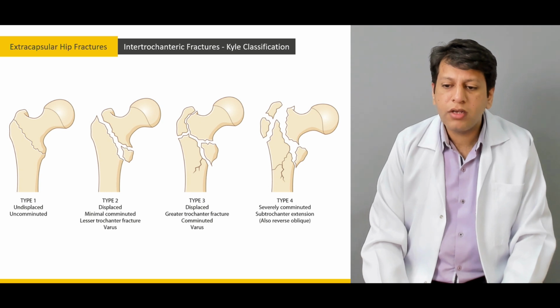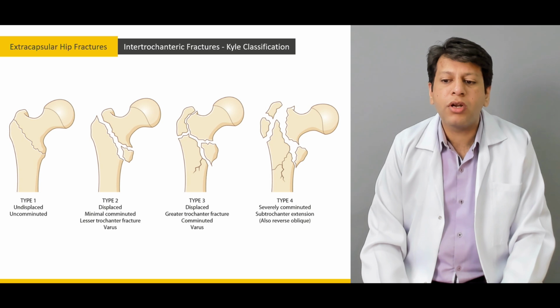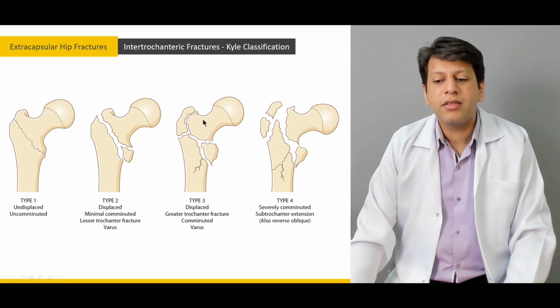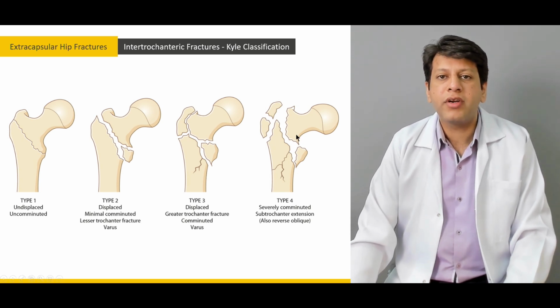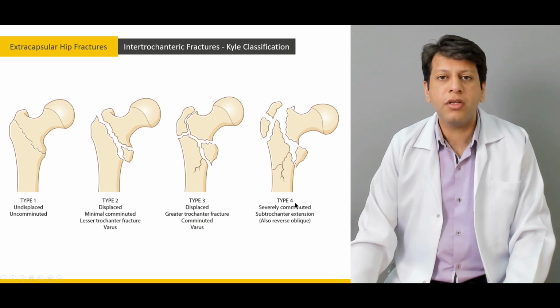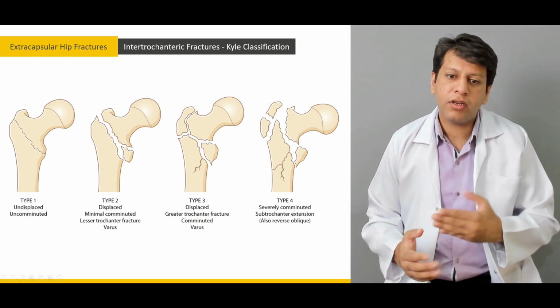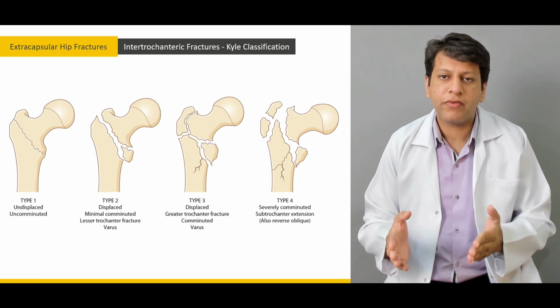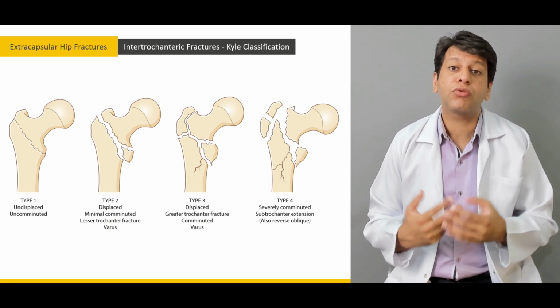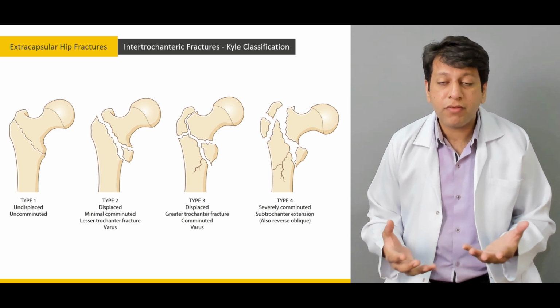Now, type 4 is severely comminuted with subtrochanteric extension, also called reverse oblique, and this is Boyden-Griffin type 3. A reverse oblique pattern means it starts from the lesser troch and goes all the way downwards toward the shaft. This is the Kyle classification, and the Boyden-Griffin classification also has 4 types. Type 1 is an undisplaced intertrochanteric fracture.